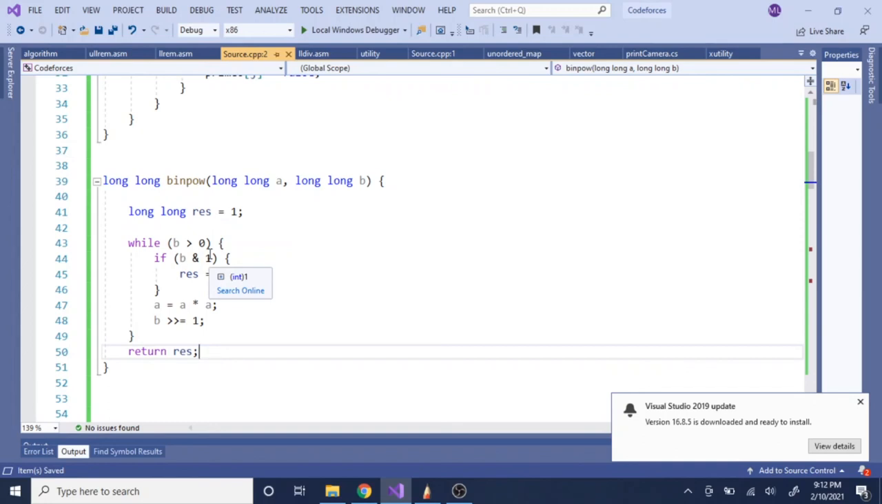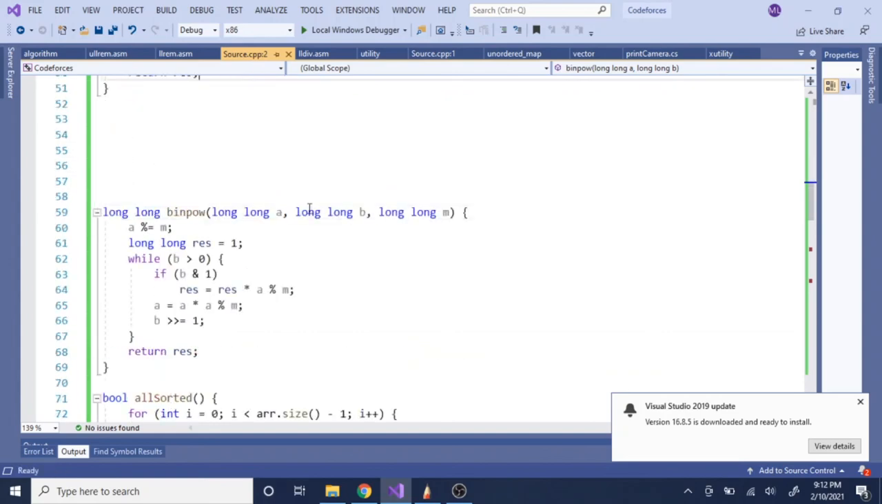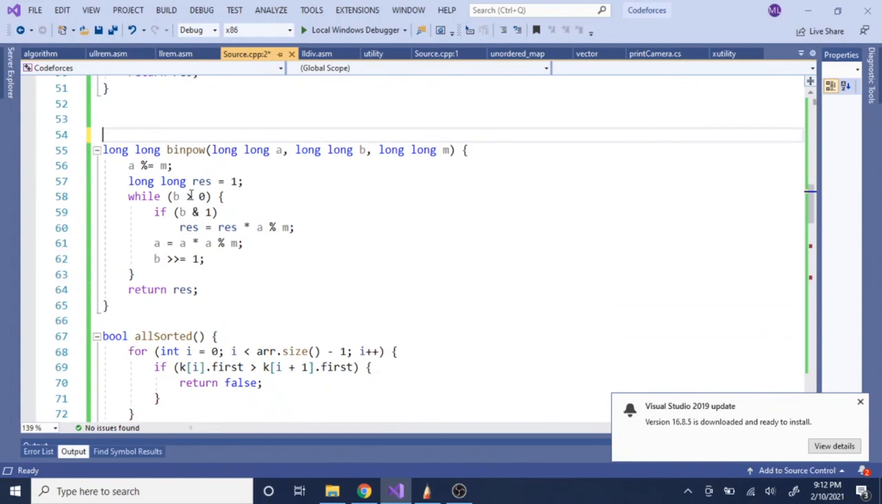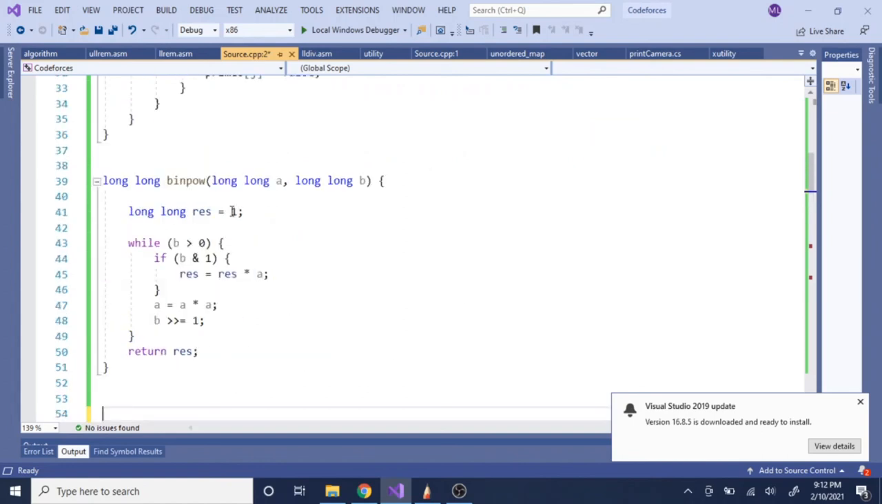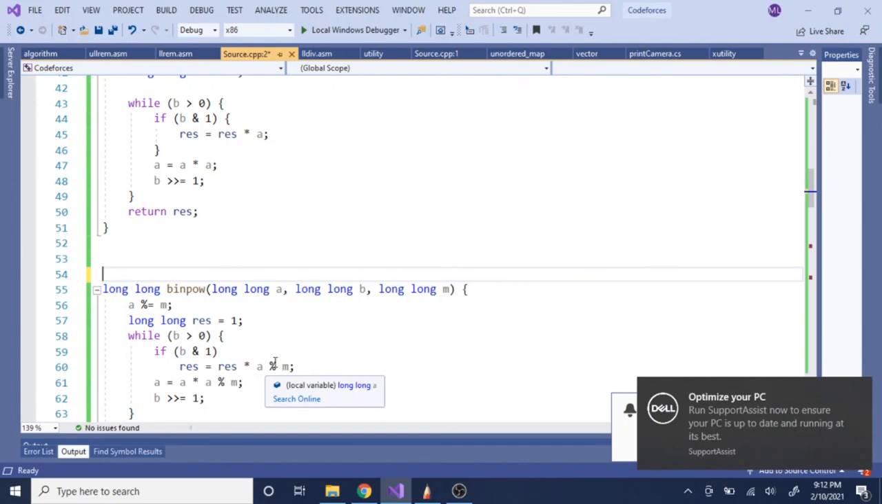Now let's say I want to take the previous answer, a raised to the b power, but I want to mod by a large number m. If you want to do this mod by m, I have the code down here. This raises a to the b power, and I'm taking the answer mod m. Sometimes you have to mod by a large number to prevent overflow, and that's what you would do. It's basically the same thing as the previous code. The only difference is that you mod by m each time.